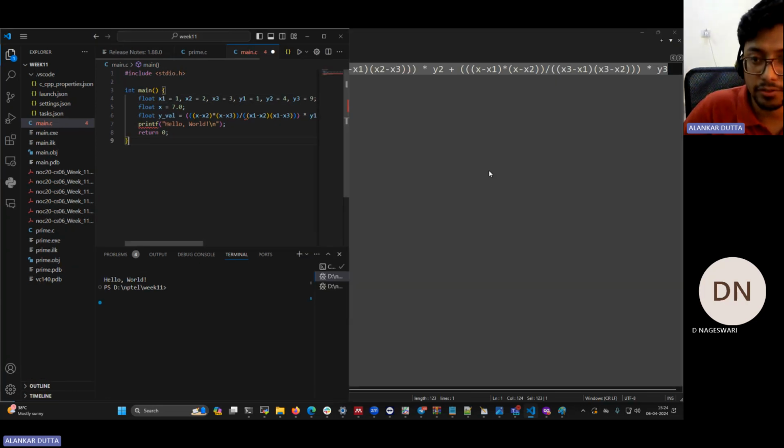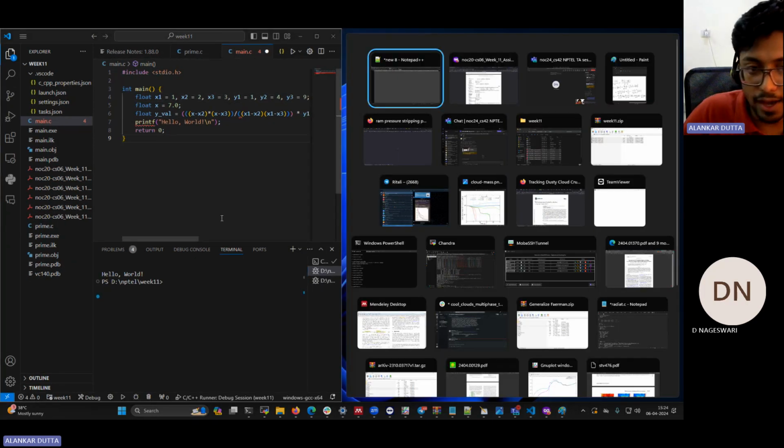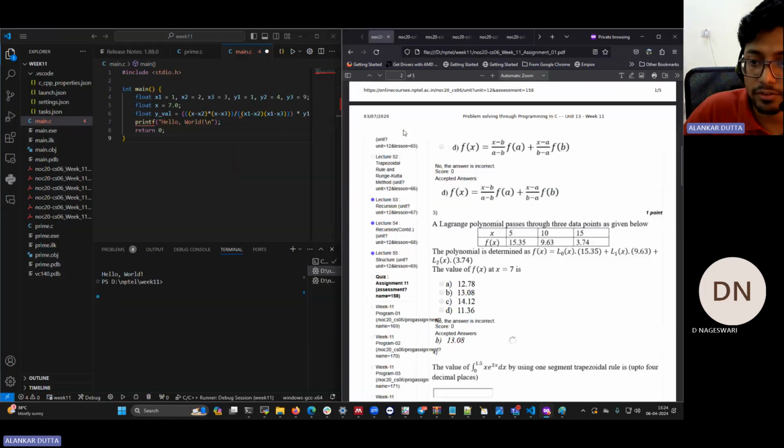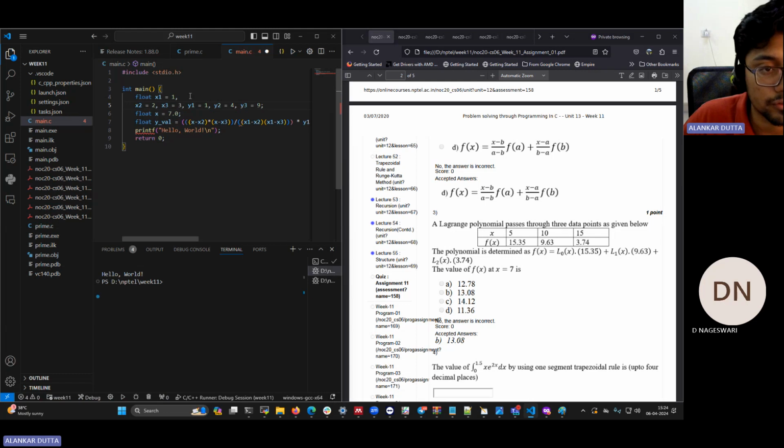I'll have this put in like this, and then I'll have, let's see, this, so that it's easy for me to write the things. So let's do this. So let's define x and y, x1, y1 first. So your x1 will be 5, and your y1 should be 15.35.